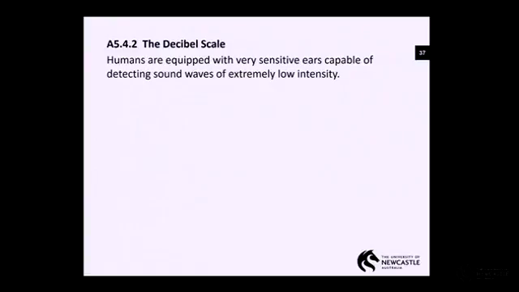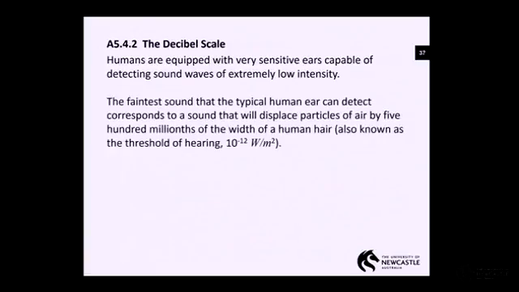So I'll just go through a couple of the smaller details, which are that humans are equipped with very sensitive ears capable of detecting sound waves of extremely low intensity. Again, this isn't a science lesson, so you hear just a little bit of really, really low intensity, and we can hear it. The faintest sound that the typical human ear can detect corresponds to a sound that would displace particles of air by 500 millionths of the width of a human hair. So it's that size there. And it comes up on your table as the very top number, 1 times 10 to the minus 12.